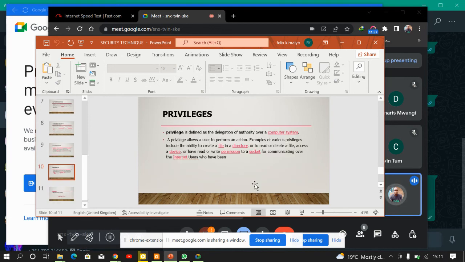Anyway, let's look at our last topic, which is privileges. A privilege is defined as a delegation of authority over a computer system. A privilege allows a user to perform an action. Examples of a privilege include the ability to create a file in a directory, to read or delete a file, to access a device, or to have read or write permission to a socket for communicating over the internet.